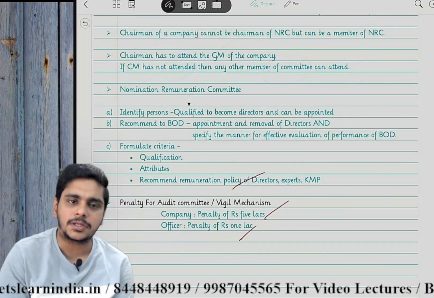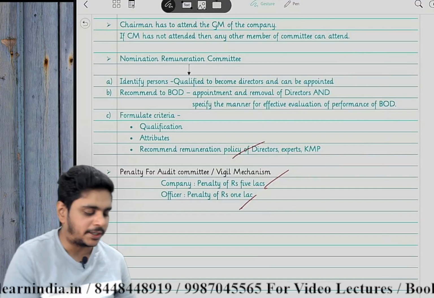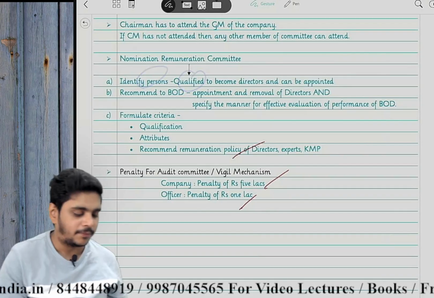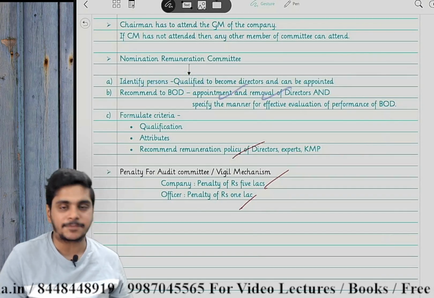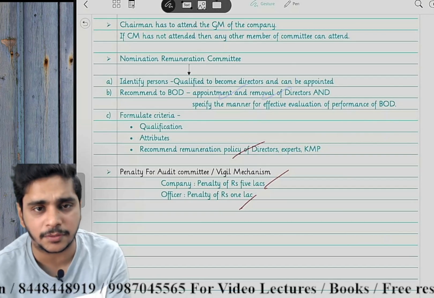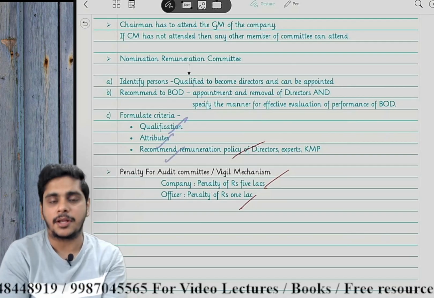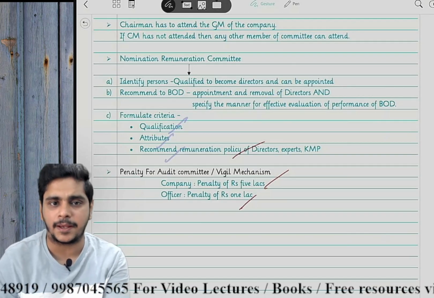Okay. Now what is the role of NRC? To identify the persons who qualify to become directors and can be appointed. Recommend to the board the appointment and removal of directors and specify the manner for evaluation of performance of the board of directors. Formulate the criteria for qualification, attributes, and recommend remuneration policy of the directors, experts and KMP.